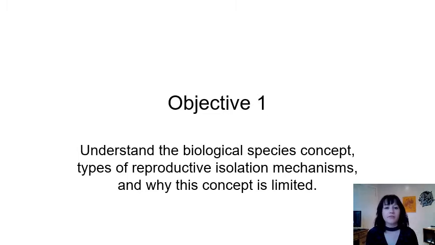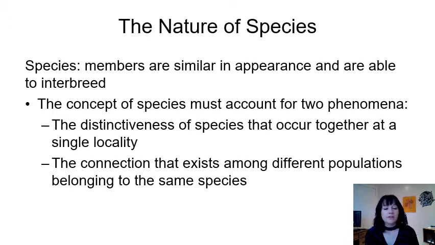So first objective, let's talk about the definition of a species. So the general description is that species are members that are similar in appearance and are able to interbreed. So again, you can have species that are together in a single location, in a community. And then you also can have a species that is existing across many populations.